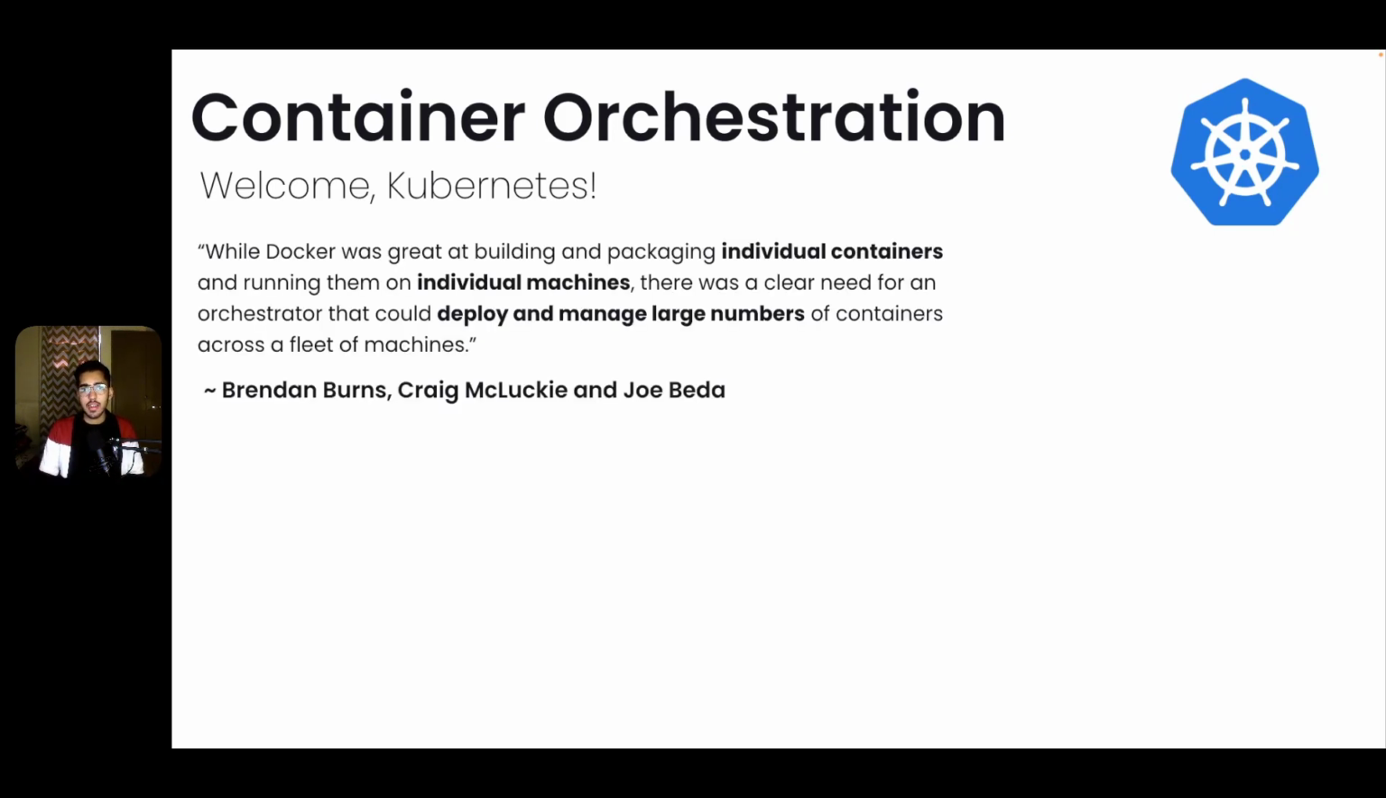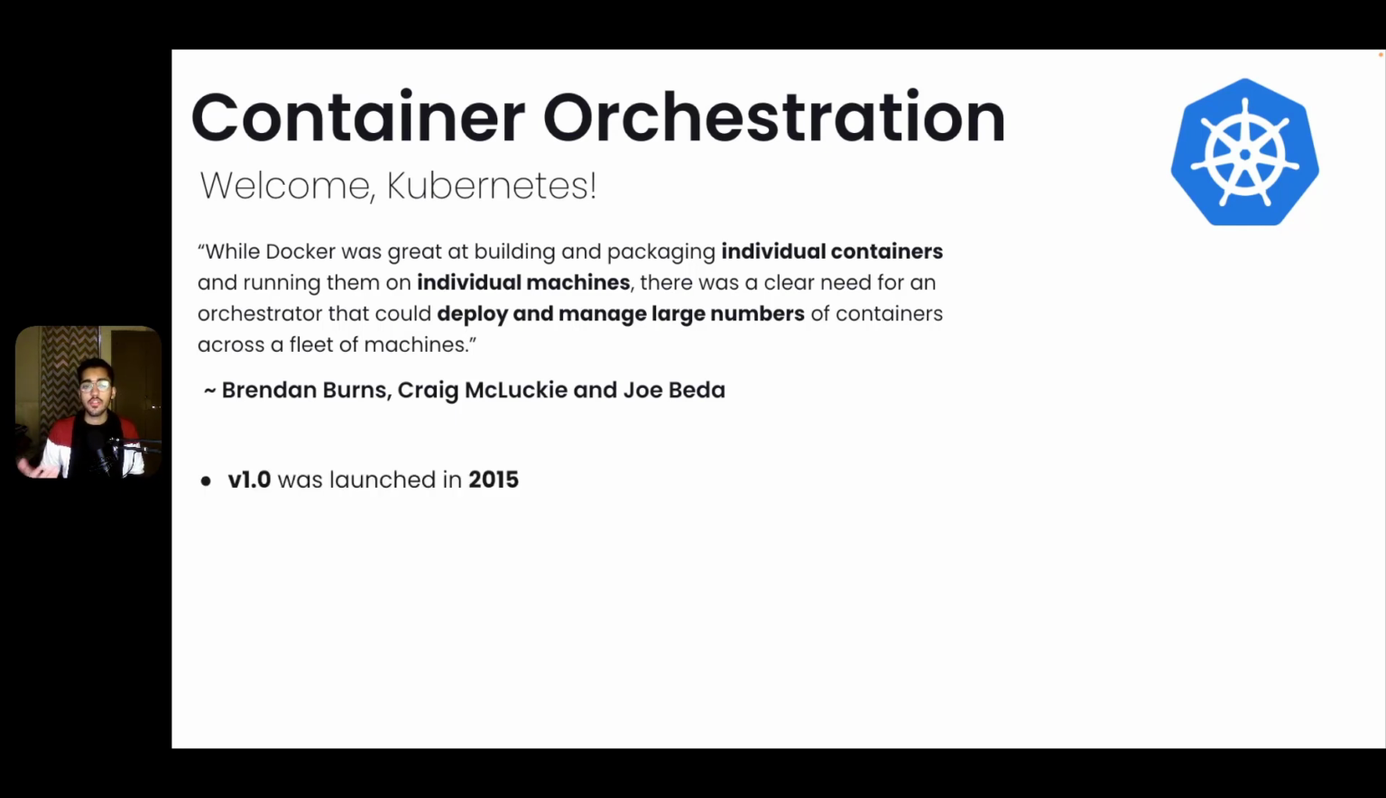So this is the exact line quoted by the creators of Kubernetes, right? We have Brendan, Craig, and Joe Beda. Everything we know about cloud native ecosystem started from here, right? So a huge shout out to them. So what they said was, while Docker was great at building and packaging individual containers and running them on individual machines, there was a clear need for an orchestrator that could deploy and manage a large number of containers. And here we are talking about thousands of containers across a fleet of machines, right? Not even a single machine. So that was the initial problem statement upon which Kubernetes was built.